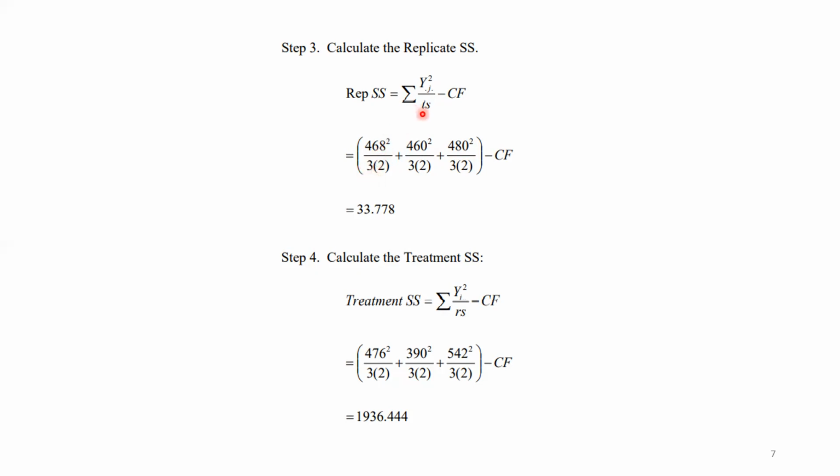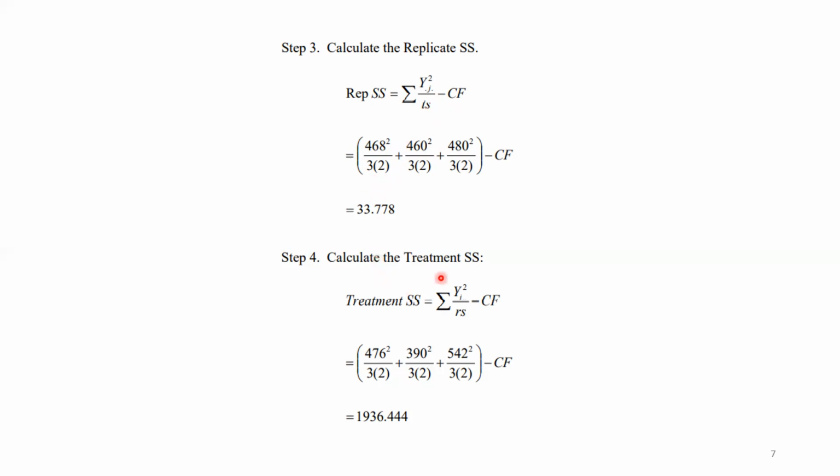Then for the denominator part, we have some adjustment here for the effect of sampling. We divide by the denominator under each replication. There were three treatments under each replication. The T represents the number of treatments, and S represents the number of samples. So 3 times 2 is used here.